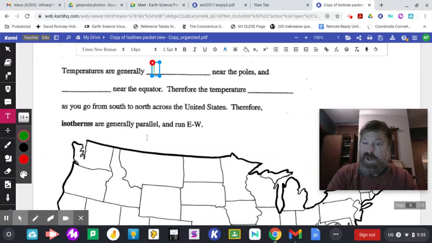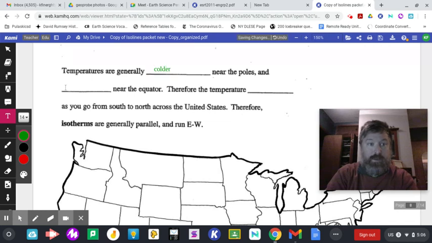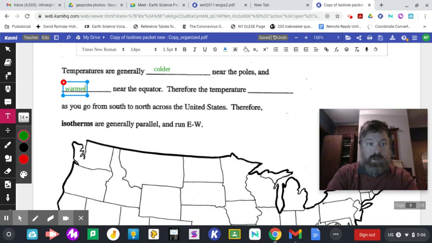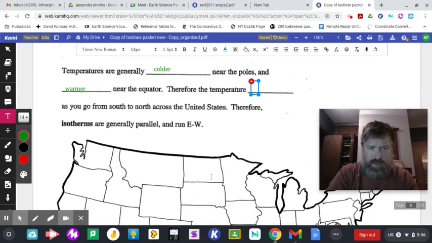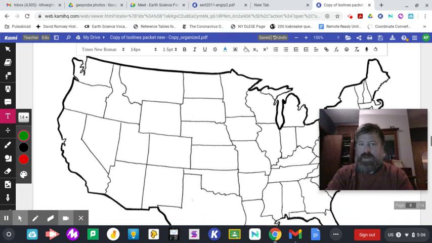All right, general patterns. Temperatures are generally colder near the poles. Believe it or not, colder has a D in it. And warmer near the equator. That's stuff we know, right? We've always known that. You didn't need me to tell you that. Therefore, the temperature, as you go from south to north across the United States, decreases. Therefore, isotherms mimic that pattern.